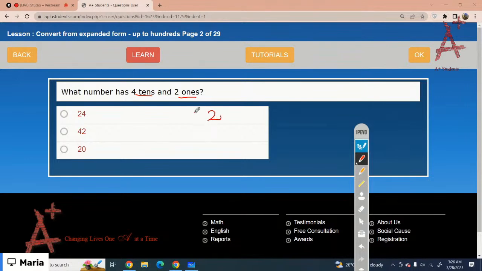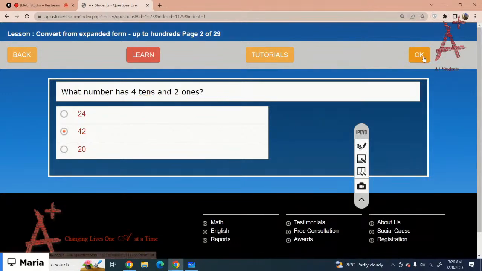2 at the ones position and 4 at the tens position. Got it? So it makes 42. So that means the correct option is 42. Got it?